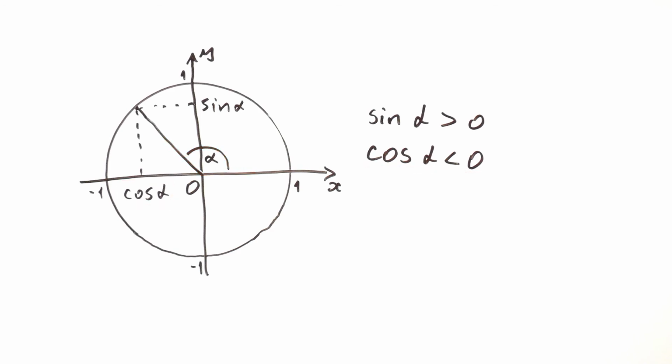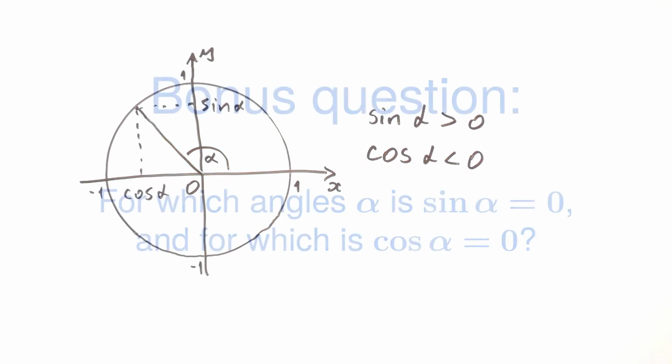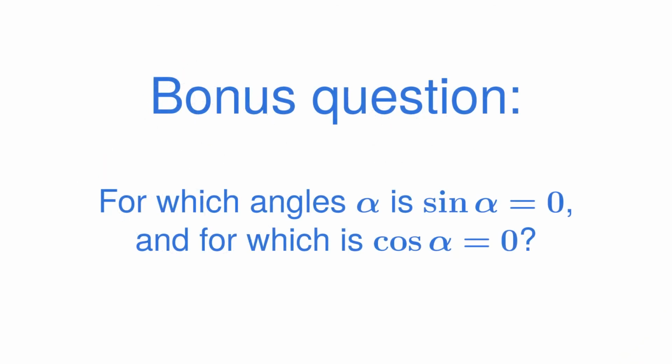With that in mind, I leave you with this question. For which angles alpha is the sine of alpha equal to 0, and for which is the cosine of alpha equal to 0?